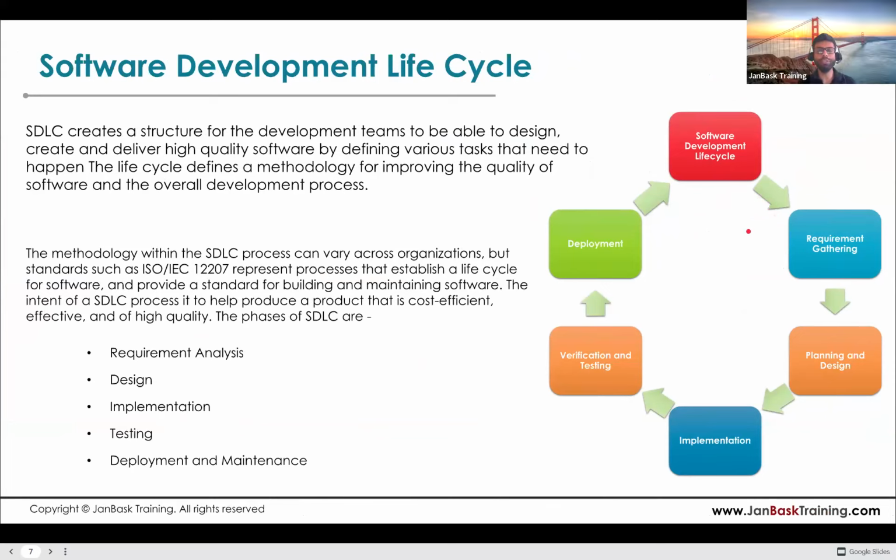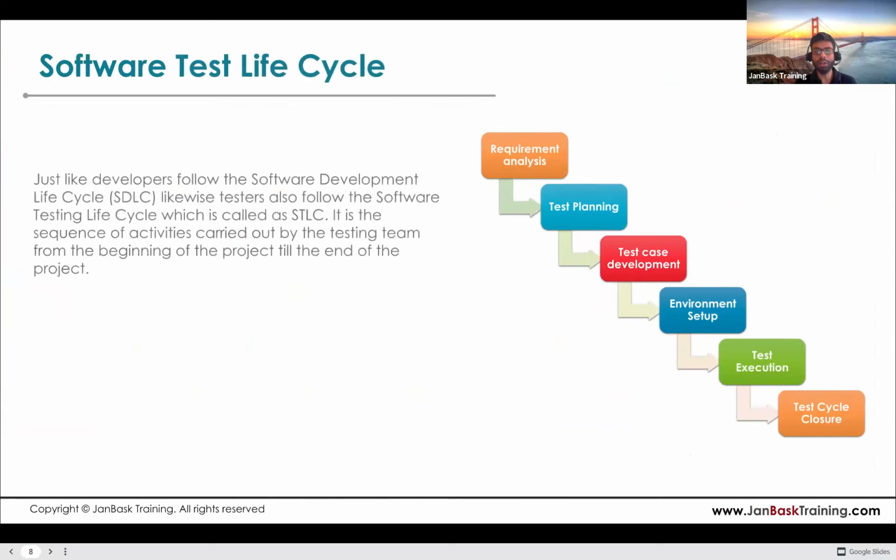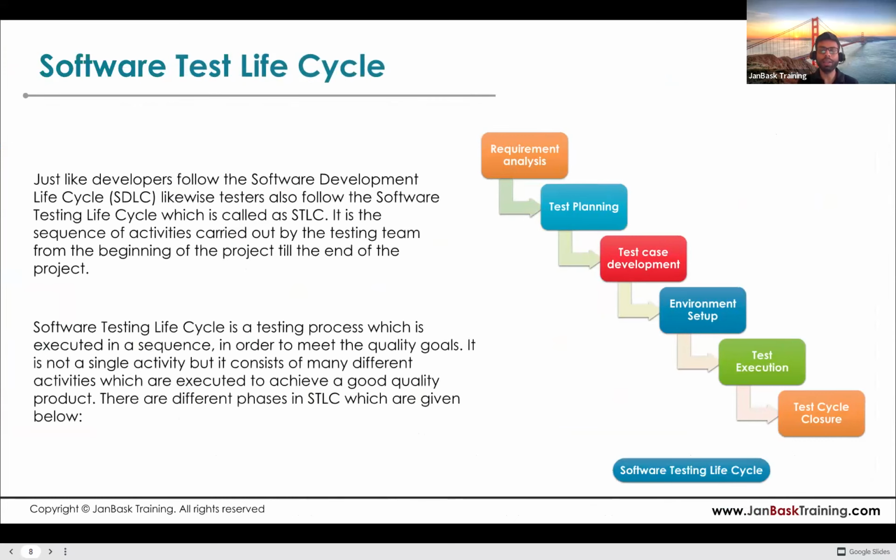Okay, so do you have any question from the software development life cycle? No. Okay, fine. So we'll look at the software test lifecycle now, which is related to the software development lifecycle, because software testing is part and parcel of the software development lifecycle, right?